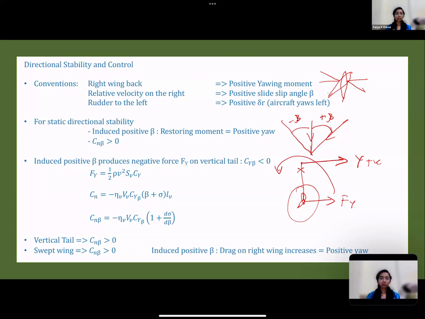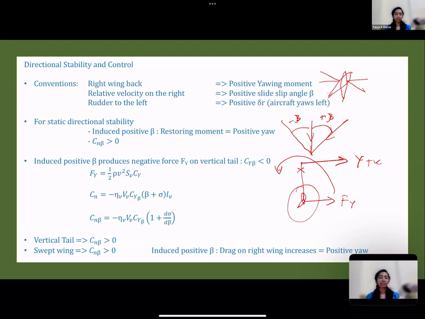So the conventions are: right wing back is considered positive yaw. The relative velocity vector to the right is considered positive. Rudder deflection left is considered positive, and the aircraft yaws left. Okay, these are your conventions.